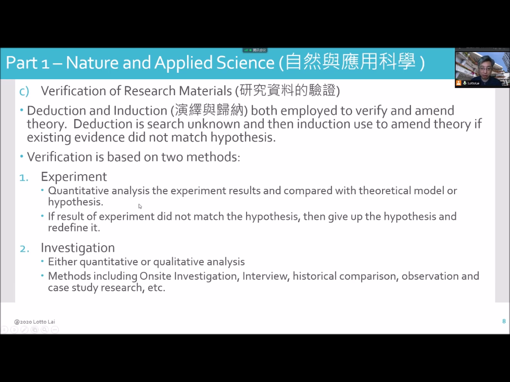With an experiment, we can have quantitative analysis, and compare the experiment result with the theory model or hypothesis. If the experiment result does not match the hypothesis, we give up the hypothesis and redefine it. Investigation is neither quantitative nor qualitative analysis. Methods include on-site investigation, interview, historical comparison, observation, and case study research.